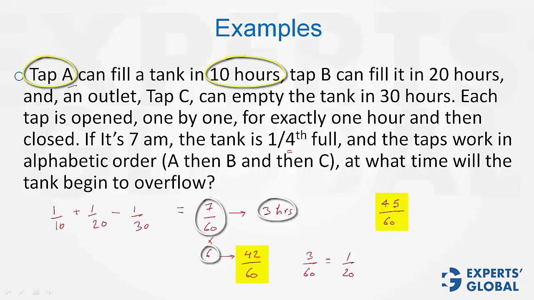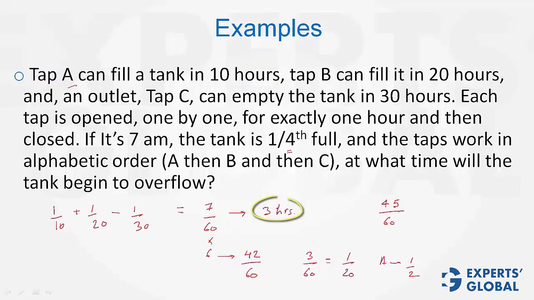A completes 1/10th of work in 1 hour, but only 1/20th work is remaining. Therefore, A would take only half an hour to complete this much work. So in all, we have 3 times 6 equals 18 hours here and half an hour here. So total 18.5 hours. The work started at 7 a.m., so the tank would begin to overflow at 1:30 a.m. That's the right answer choice.